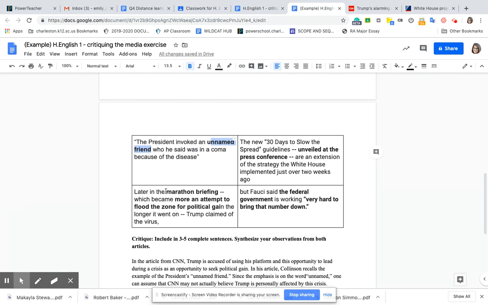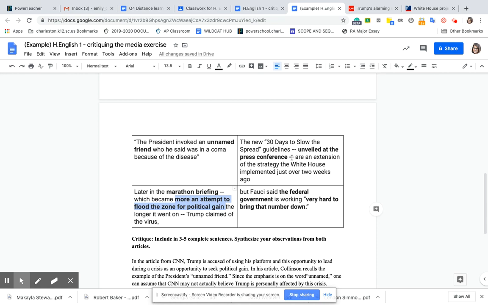In this second example, marathon briefing, when I think of a marathon, I think of something that's very long and monotonous. And of course, that long and monotonous meeting was there for him to attempt to get political gain because, of course, there's a re-election coming up or an election coming up.